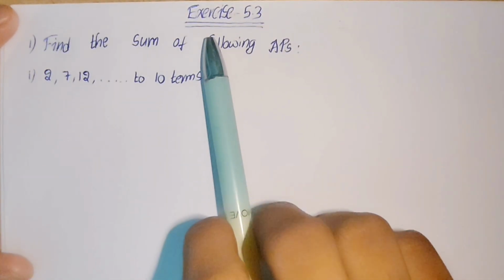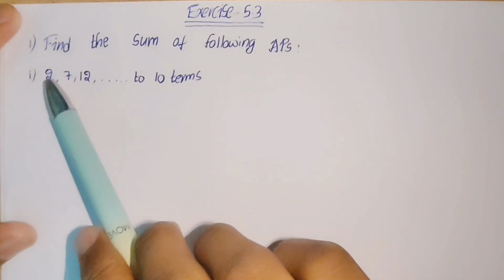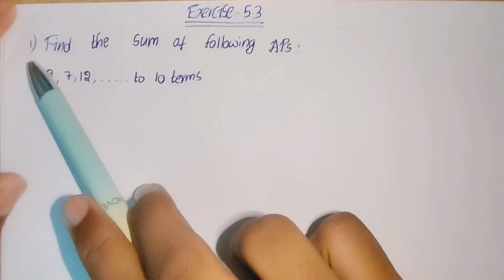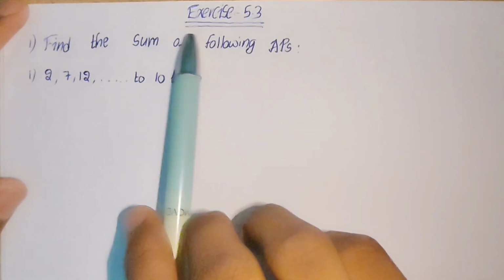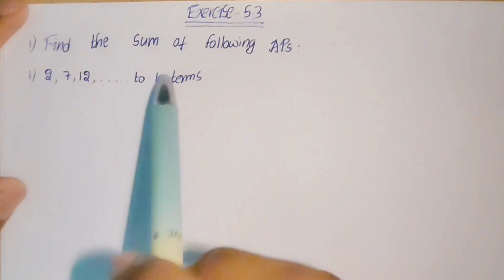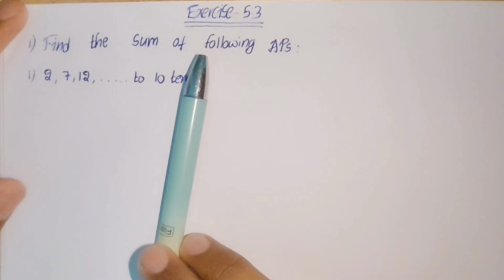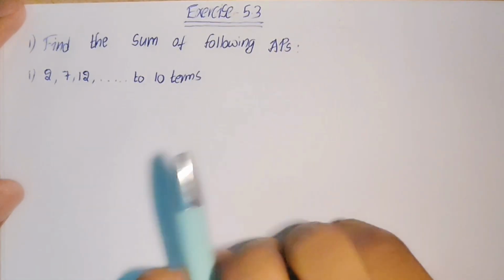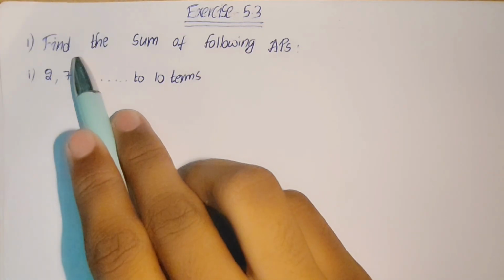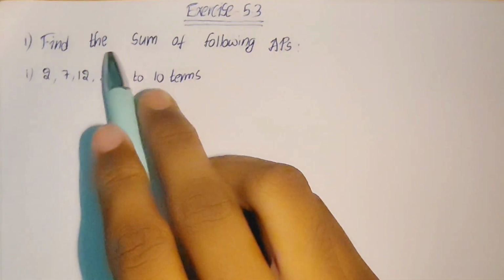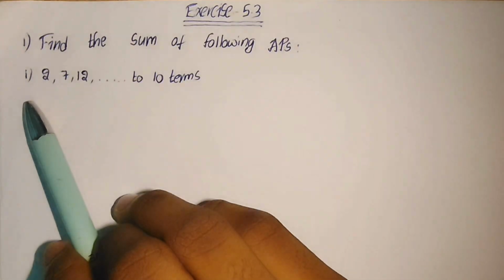In this video, I am going to explain Chapter 5 Arithmetic Progression, Exercise 5.3, some questions. So, the first question is, find the sum of the following APs. This total exercise is based on the single formula, that is S base n, the sum of the n terms. He asked you to find the sum of the following APs.